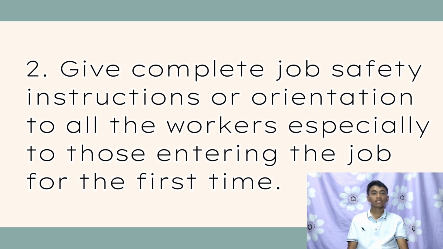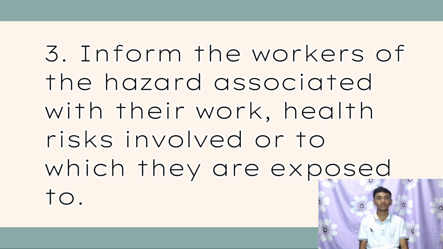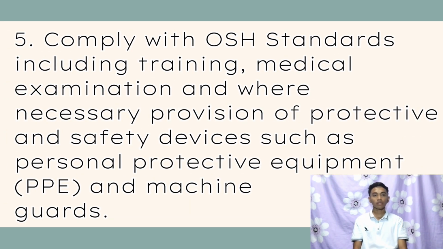Second, give complete job safety instruction or orientation to all the workers, especially to those entering the job for the first time. Third, inform the workers of the hazards associated with their work, and the health risks involved or to which they are exposed. Fourth, use only approved devices and equipment for the workplace. Fifth, comply with OSH standards including training, medical examination, and where necessary, provision of protective and safety devices such as personal protective equipment, also known as PPE, and machine guards.